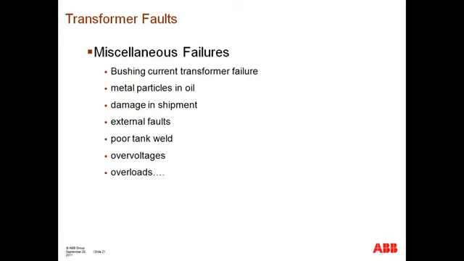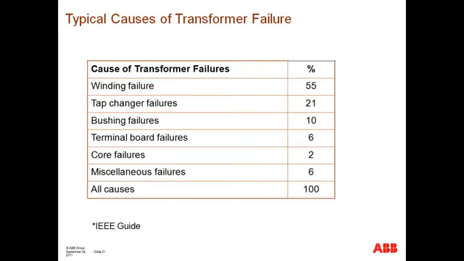And then you have miscellaneous failures, such as failure of bushing current transformers, metal particles in oil, damage during shipments, external faults which in turn evolved into internal faults, poor tank welds, overvoltages, overloads, and so on. So these are just some of the causes of transformer failures, which could either be the result of mechanical forces or electrical forces inside the transformer.